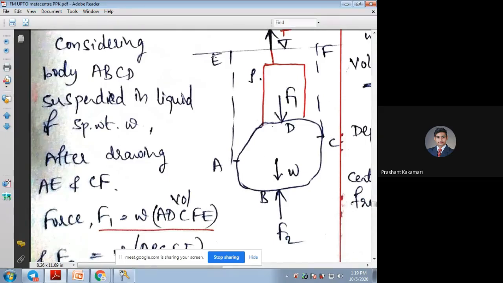Or you can assume that the stone is tied with a string or any wire, and that wire may be applied with some F2 force, total force, up to this suspended point. In such condition, what may be the total weight or the total force required to keep this body in a given position?